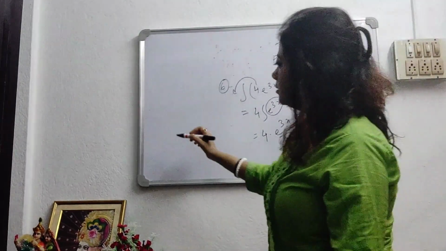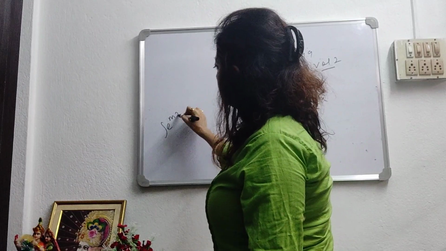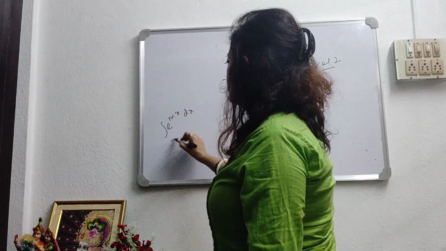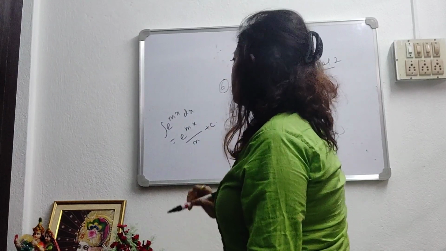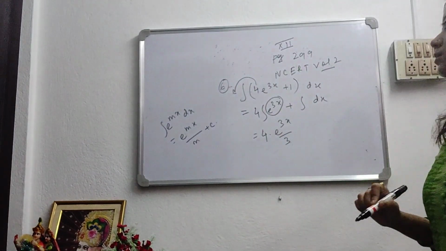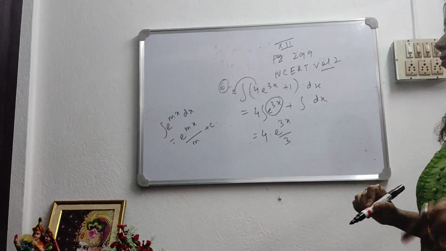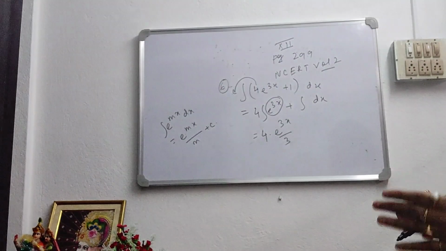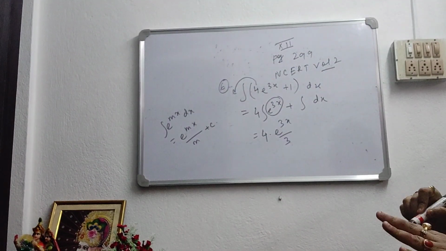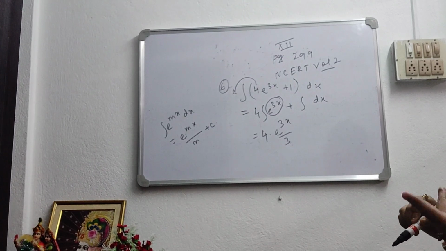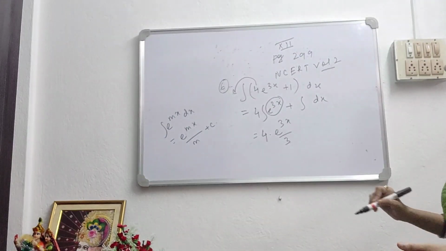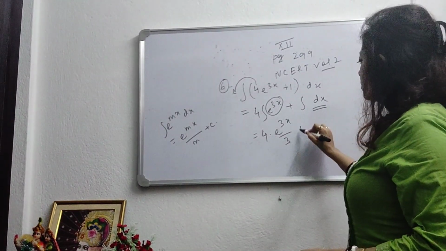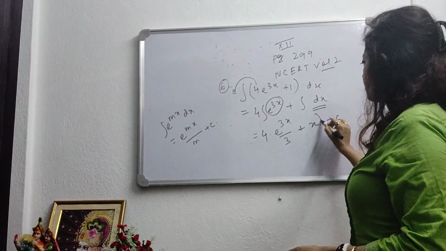You learned that for e to the power mx, actually the formula is e to the power mx by m plus c. Okay, you learned the formula e to the power x is e to the power x by 1 plus c. So 1 we don't write, so the integration of e to the power mx will be e to the power mx by m plus c, and integration of dx is x plus c.